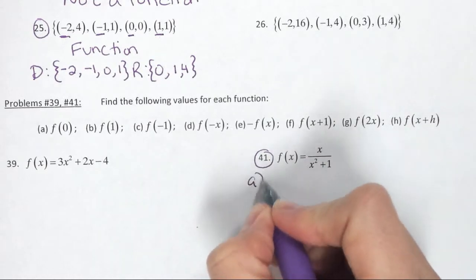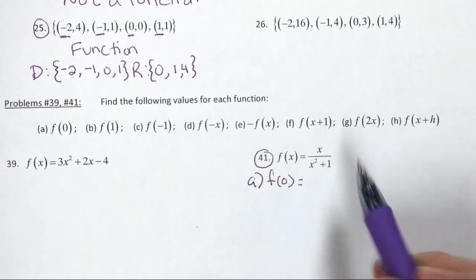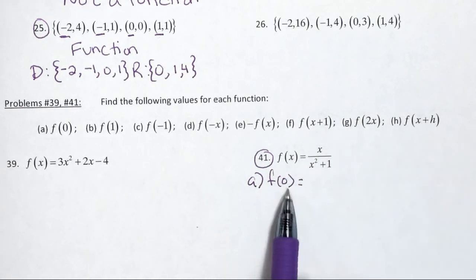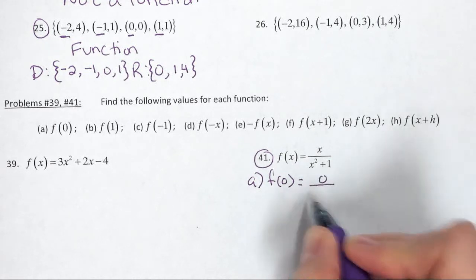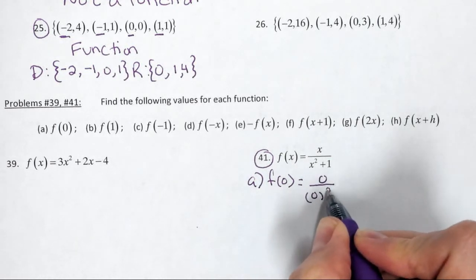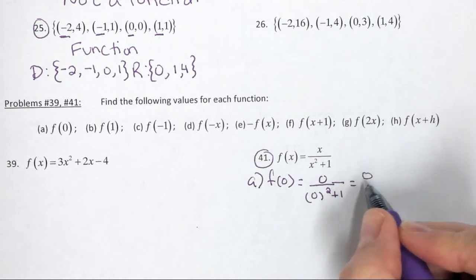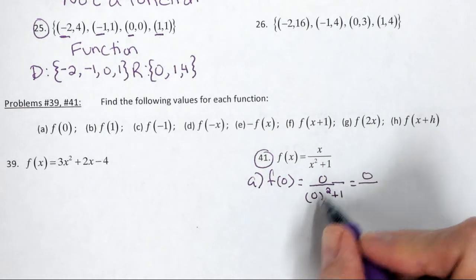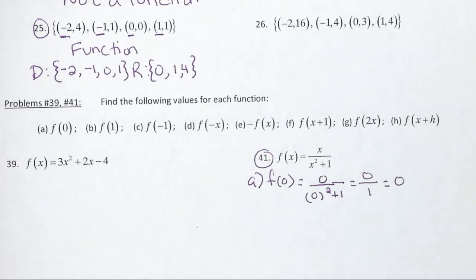So A says we're going to do f of 0. So everywhere I see an x, I'm going to put a 0 in its place. So 0 over 0 squared plus 1. The top is going to give me 0. The bottom is going to give me 0 squared plus 1 is 1. And 0 divided by 0 is 0.